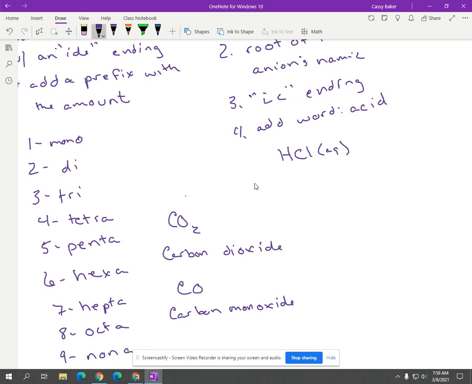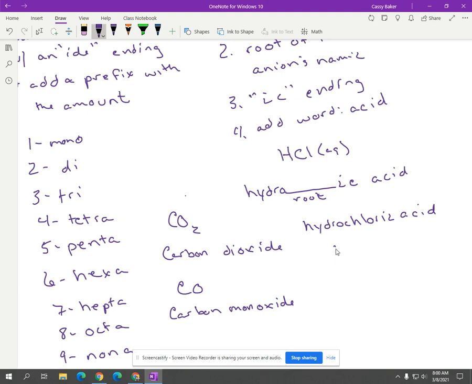So all acids that are not oxyacids are going to have a hydro, the root of the anion name, an IC, and then the word acid. So this is going to be where the root is. So here's what that would look like for this one. So this one has chlorine, so the root's chlor. So we would call this hydrochloric acid.